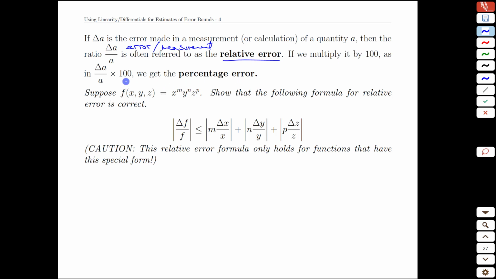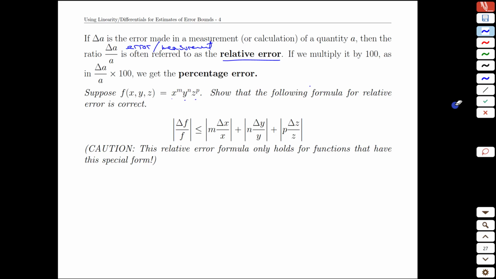Sometimes we talk about percentage error if we take that ratio and multiply it by 100. All right, so what's the formula that comes out? If we can write our function as a combination of simple powers, x to some power, y to some power, and z to some power, and that covers a bunch of cases, we could actually have, pretty similar to our last example, x over y squared times z.